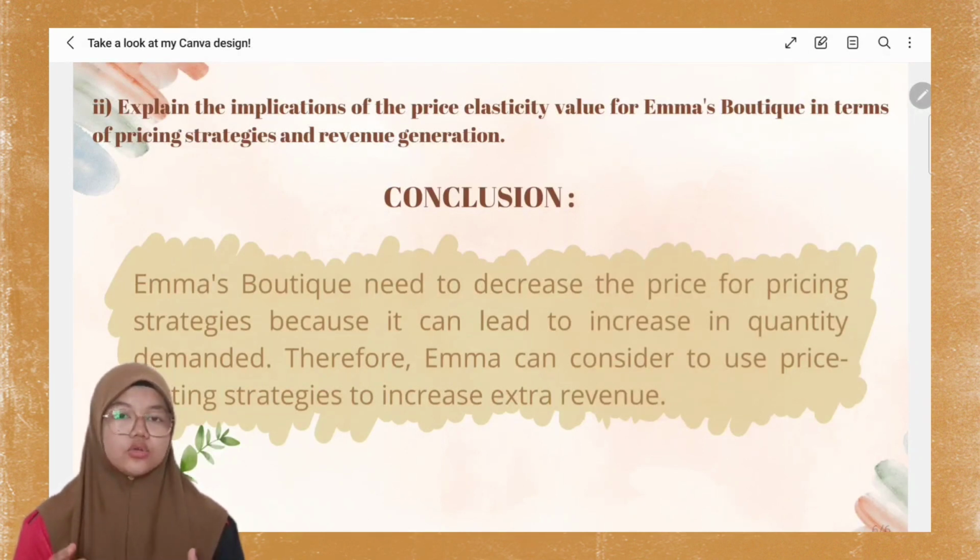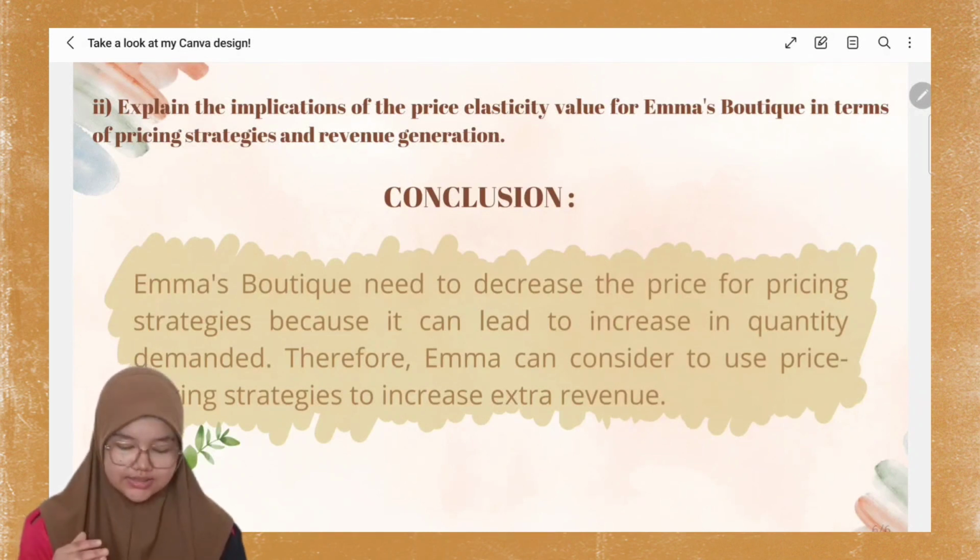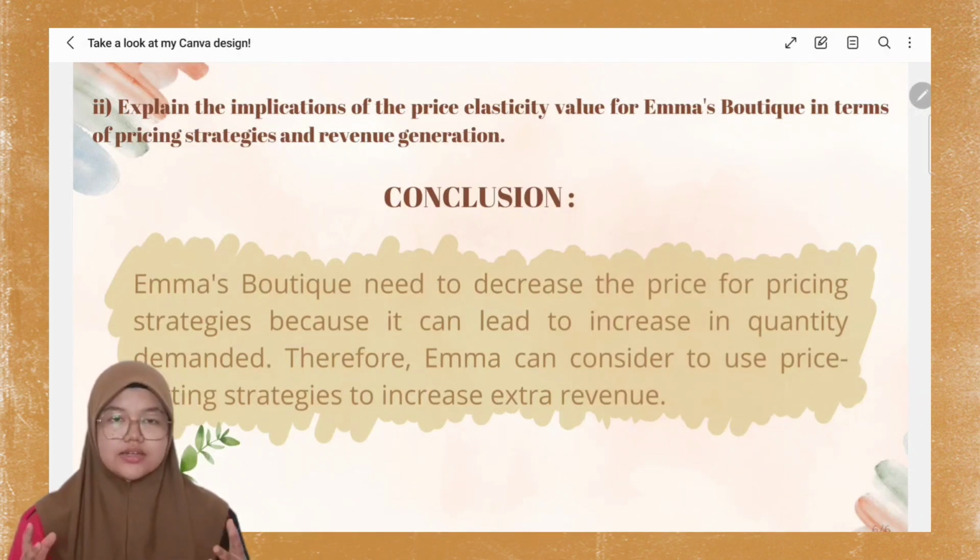Therefore, Emma needs to consider the price-cutting strategy to increase the extra revenue.